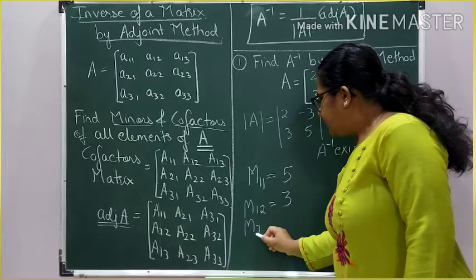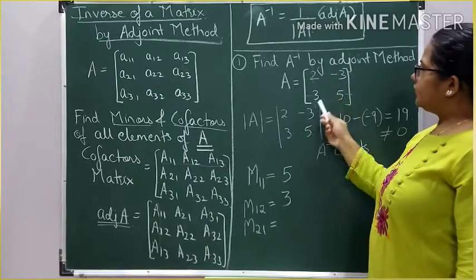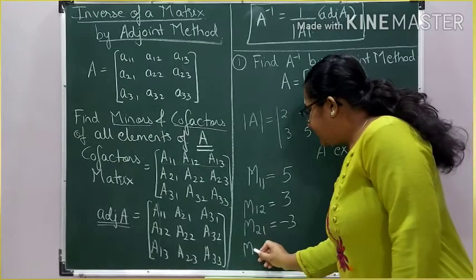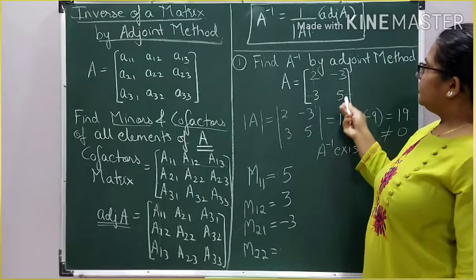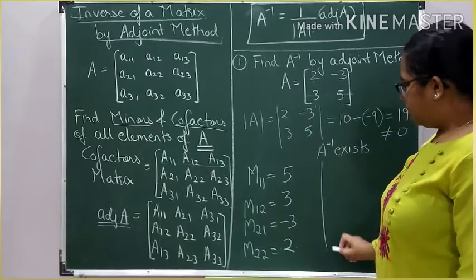Next, M21. So second row you will eliminate, and first column. What is the remaining element? Minus 3. And the last minor is M22. So second row and second column you will eliminate. Remaining element is 2. So we have found out all the minors.